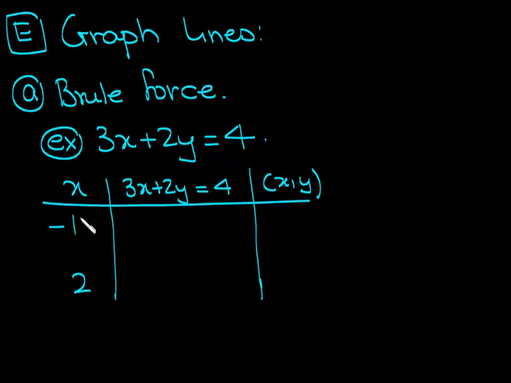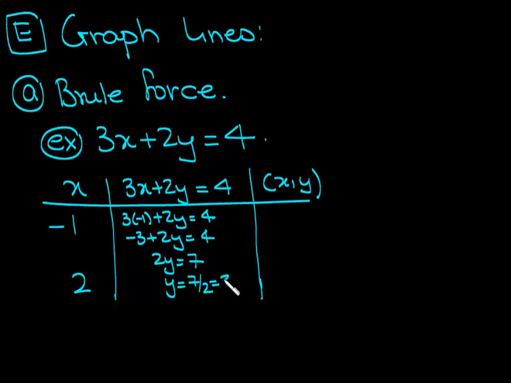So let's plug in minus 1 for x. So you get 3 times minus 1 plus 2y is equal to 4. So we get negative 3 plus 2y is equal to 4. So we get 2y is equal to 7. So you get y is equal to 7 over 2. Since we are graphing, I'll change it to a decimal. It's easier to graph decimals. Okay, so my first point is if x is minus 1, y is 3.5.